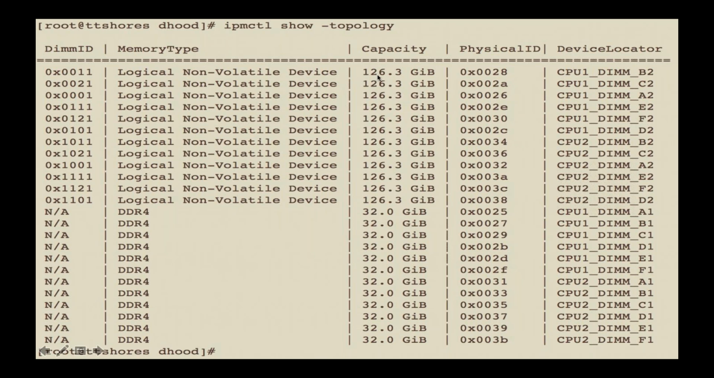So you can have higher capacity. But the important thing is I have the same amount of slots of DRAM as persistent memory, which allows me to have the caching effect. I've got lots of slots, which allows me to maximize the memory transfer throughput.